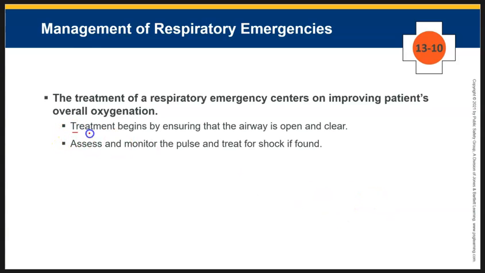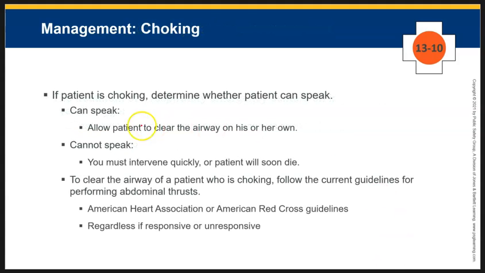Any respiratory emergency typically leads to hypoxia in the patient, low oxygen levels, or poor perfusion to distal tissues, and so treatment will begin with the possible life threat of ensuring that the airway is open and clear, and along with that, assessing and monitoring the pulse to treat for shock if found. Now, if an airway obstruction is there, if the patient is choking, you must intervene quickly. To clear the airway of a patient who is choking, follow the American Heart Association or American Red Cross guidelines for performing abdominal thrusts.